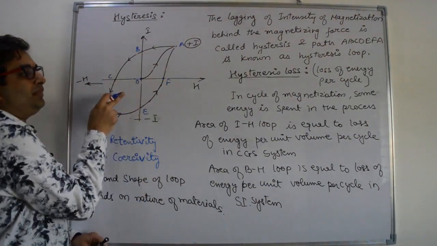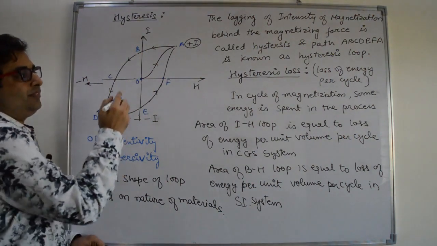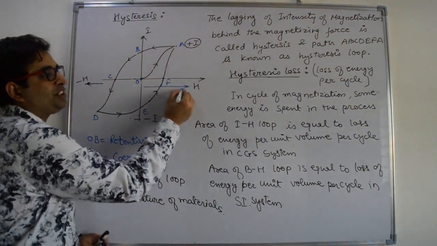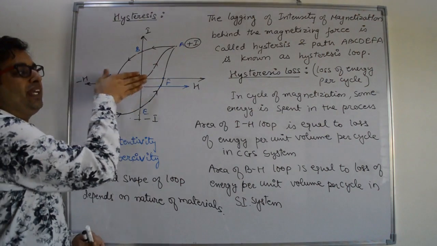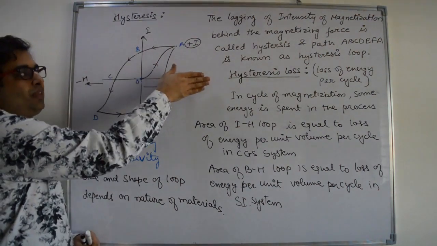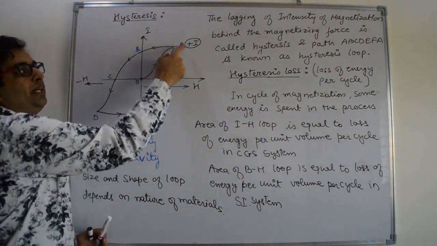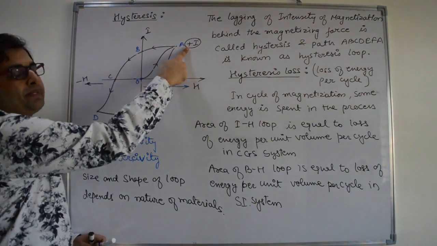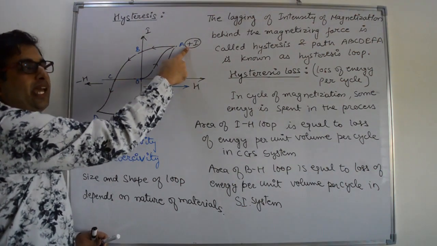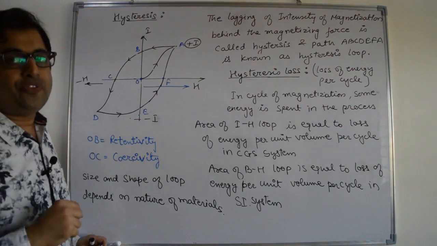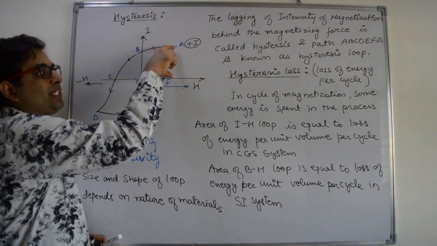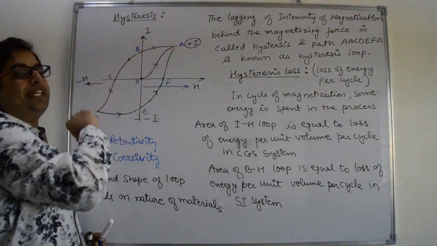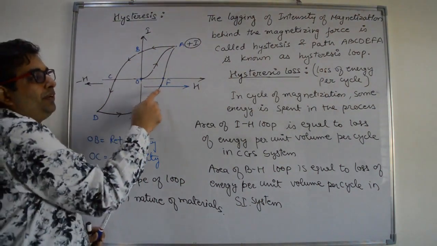Starting from unmagnetized material, we are increasing the external magnetizing field in the right direction. So the material will also get magnetism, and it is represented by capital I. Capital I is the intensity of magnetization, that tells us the magnetic field present inside the material, right?